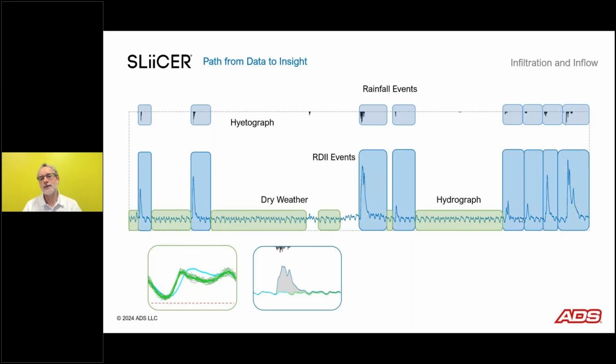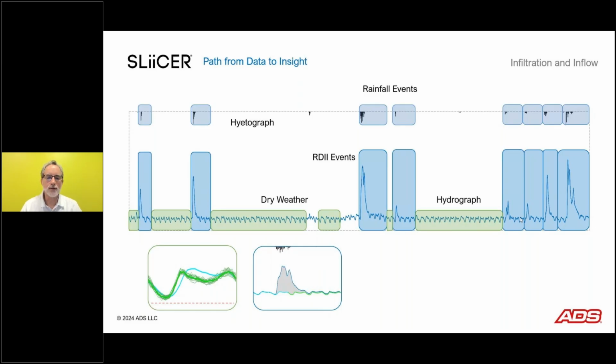Once we have that, we can now evaluate each of these individual rainfall events. I think I've got 8 rainfall events shown here and their corresponding response in the sewer system. That third event, the one right in the middle, is the one I have highlighted at the bottom. Conceptually, all we're doing is taking the actual flow during that rainfall event and comparing it to the dry day diurnal pattern that we've established for this site. The difference between the two, that shaded gray area, is the RDII volume.